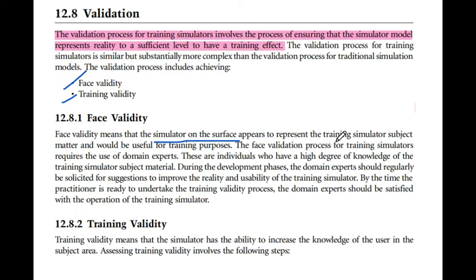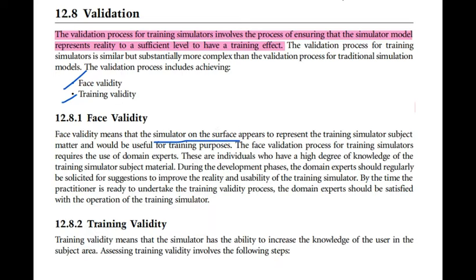So, the phase validation process for training simulators requires the use of domain expert. So, when I say domain expert, yung mga tao na knowledgeable na talaga sa subject matter. So, these individuals has high degree of knowledge of the training simulator subject material. And during the development phase, dapat palagi itong nagbibigay ng suggestions, itong mga domain experts, on how to improve the reality and the usability of the training simulator. And then by the time that the practitioner is ready na to undertake the training process of validity, itong mga domain expert, they should be satisfied with the operation of the training simulator.